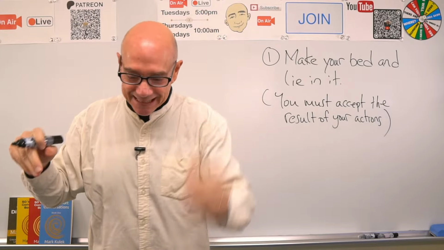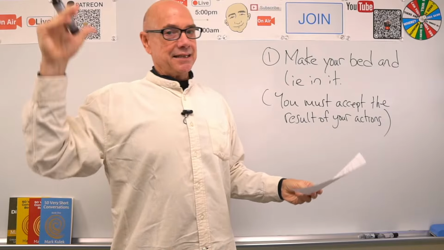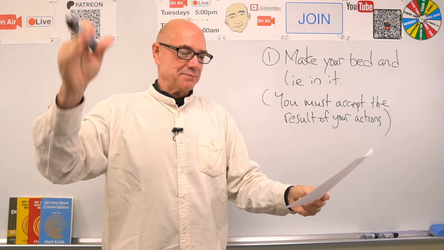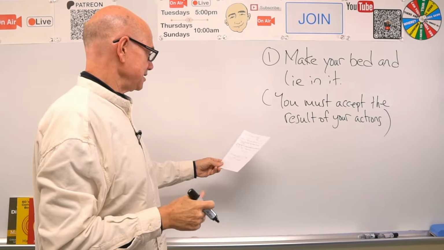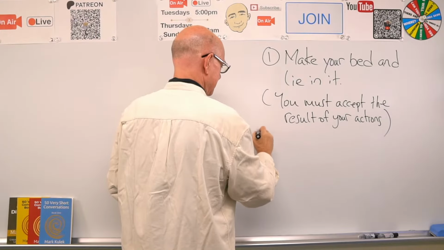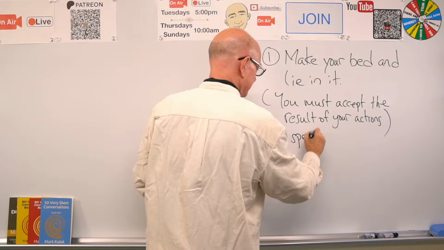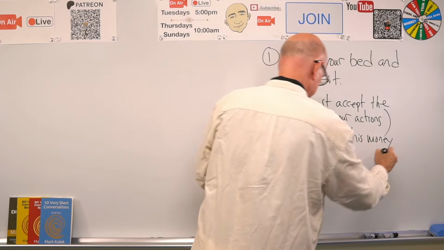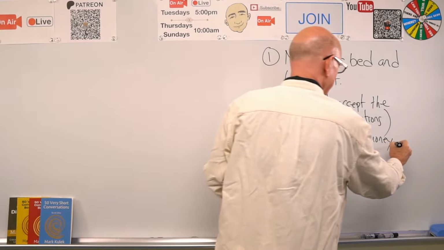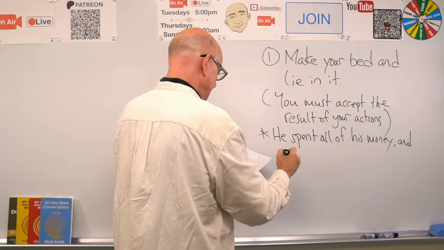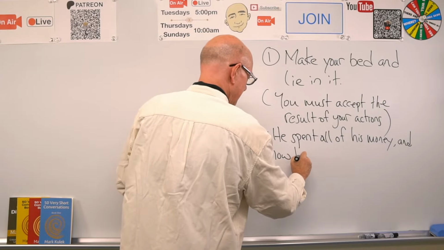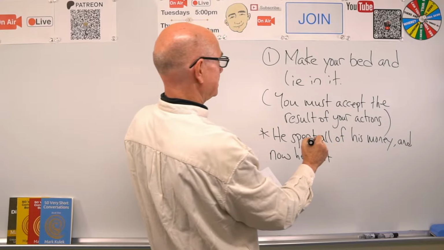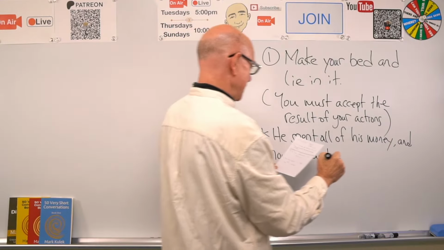So I want to see sentences. And here's my example sentence. He spent all of his money and now he must make his bed and lie in it. Yeah. So he spent all of his money, and now he must make his bed and lie in it, right? He must make his bed and lie in it.